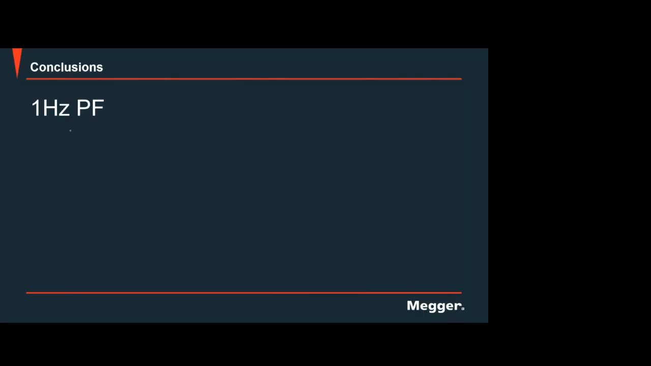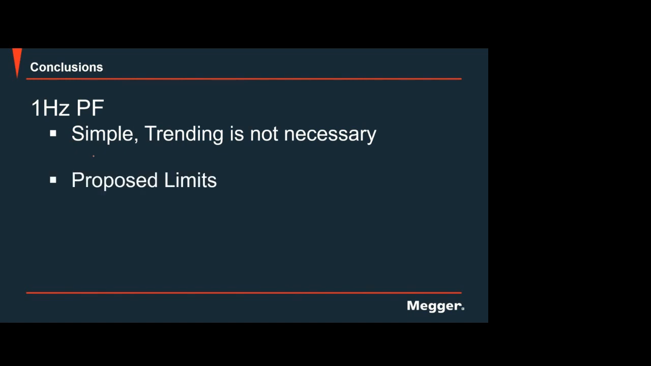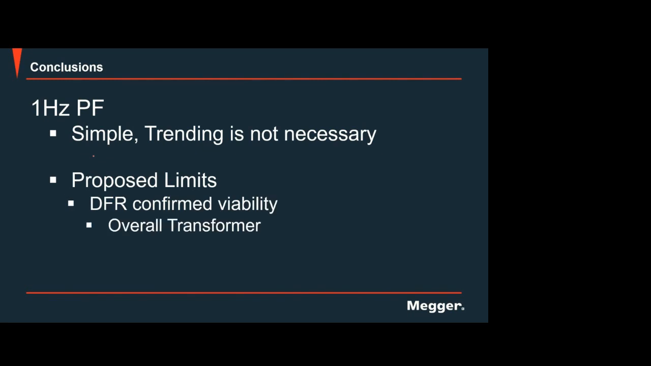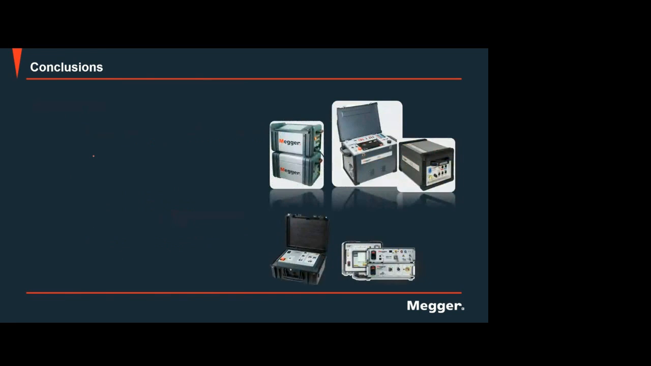having 1 hertz power factor is very simple, and trending is not necessary. This is an additional tool for you guys. Of course, we have some proposed limits as you have seen in the slides, and it was confirmed by the DFR. So you can use that for the overall transformer, and also you can use that for bushing. Okay, so line frequency is good. Having line frequency power factor tested is good.